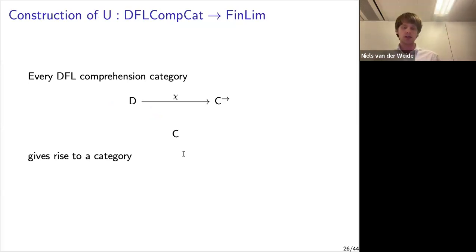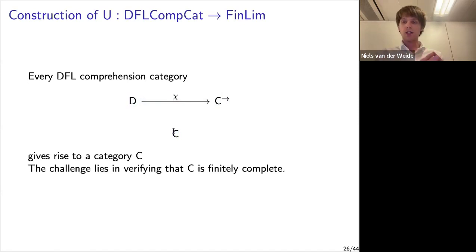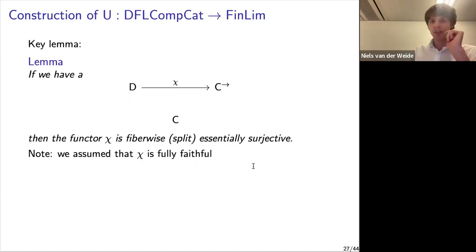Okay, other way around. Let's say we have a comprehension category, and now we need to go to a category with finite limits. So we have this whole thing, and this gives rise to a category C. So we send it to the category of contexts. The thing that we really need to do, and where the challenge lies, is in verifying that C is finitely complete. And for that, we have the following key lemma.